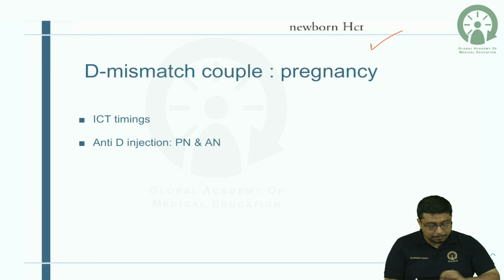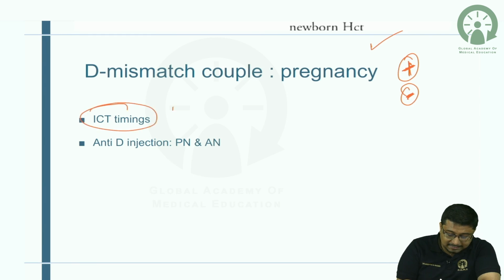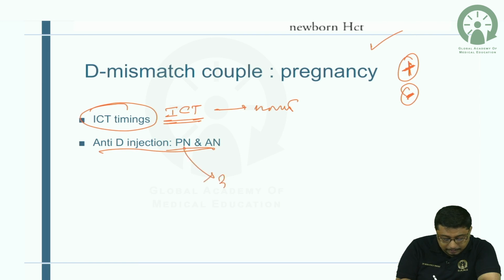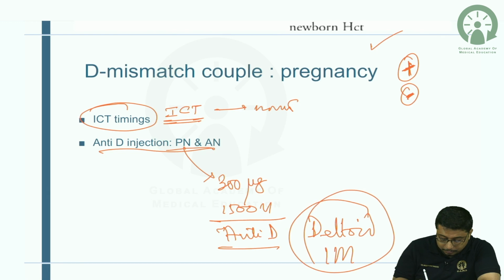So what is to be done in a D mismatch couple? That is, if the father is positive and the mother is negative, the lady is negative and the man is positive. So what to do? We need to do ICT once at the beginning and then monthly. Okay, and after delivery 300 microgram, that is equivalent to 1500 units of anti-D injection, has to be given to the mother on the deltoid muscle. On the deltoid muscle, IM. Okay, don't forget this, deltoid muscle, IM.